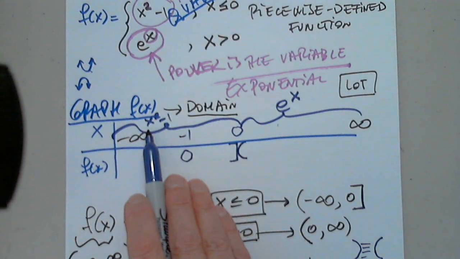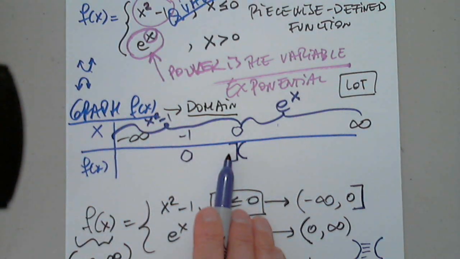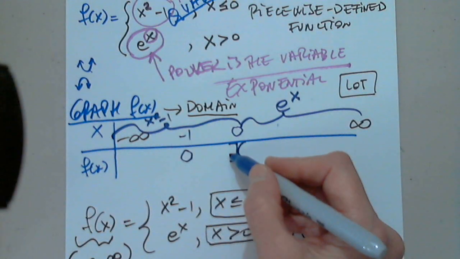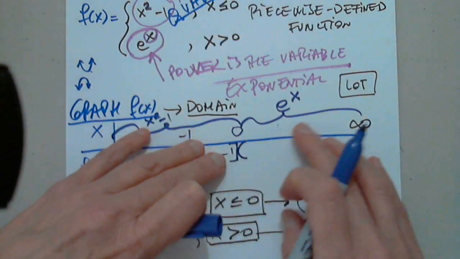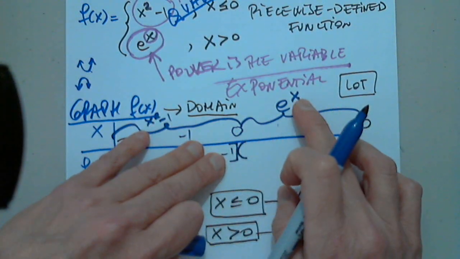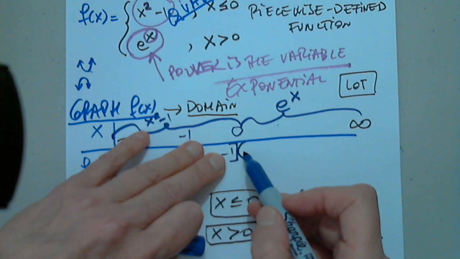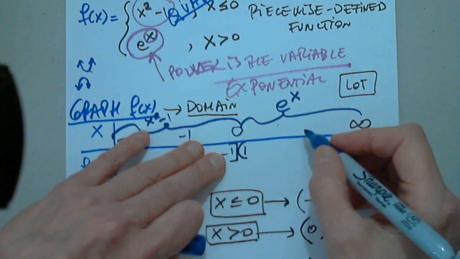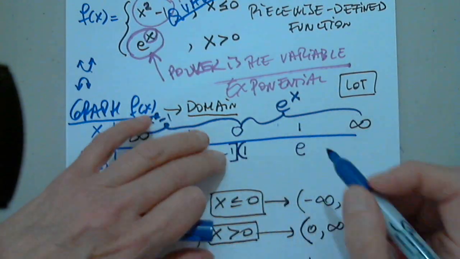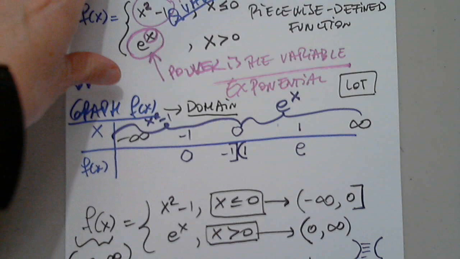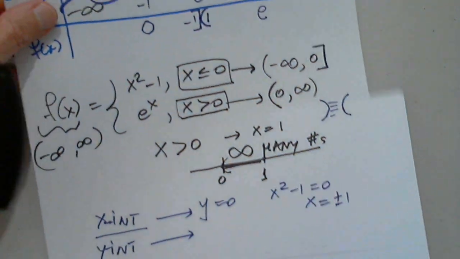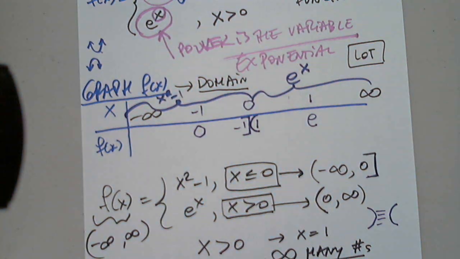We plug in 0. In x squared minus 1, what do we get? Negative 1. Good. On the other side, let's plug in 0. What do we get? 1. Very good. And let's plug in 1, and we get e. Okay. Now let's graph it. And then we'll identify the range.